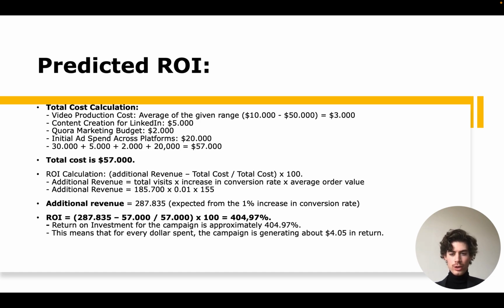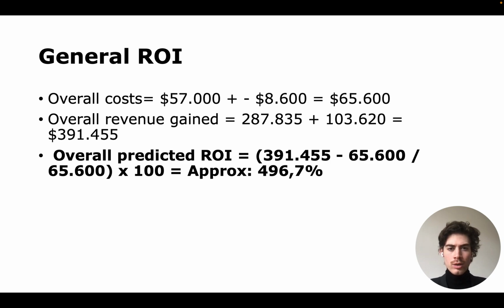For the predicted return on investment, we use the same calculation as for the recommendation before. So first we calculate the total cost, which adds up to $57,000, and additional revenue is expected to be $287,835, which brings us to a return on investment of 404.97%. The overall return on investment of these two recommendations is approximately 496.7%.